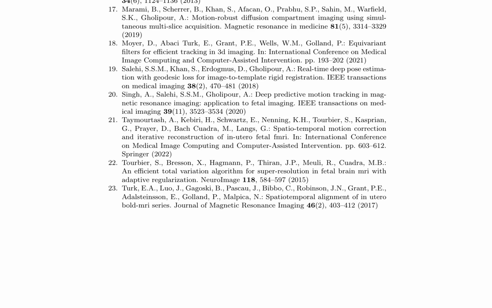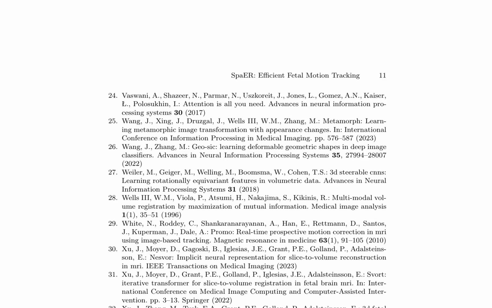Finally, the paper references research on spatio-temporal motion correction and iterative reconstruction of in utero fetal fMRI, efficient total variation algorithms for super-resolution in fetal brain MRI, and spatio-temporal alignment of in utero BOLD MRI series. SpaER. Efficient fetal motion tracking 11.